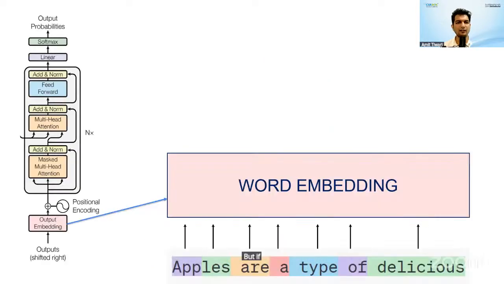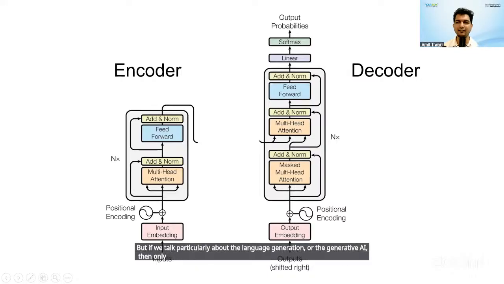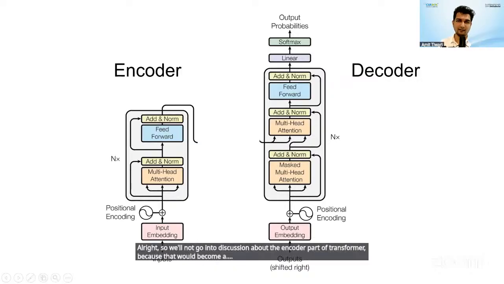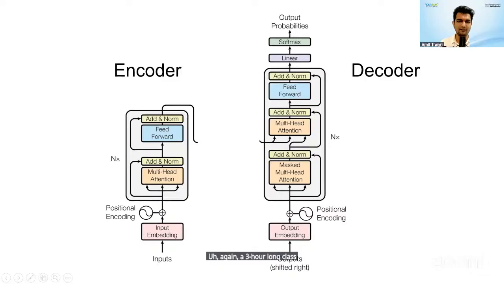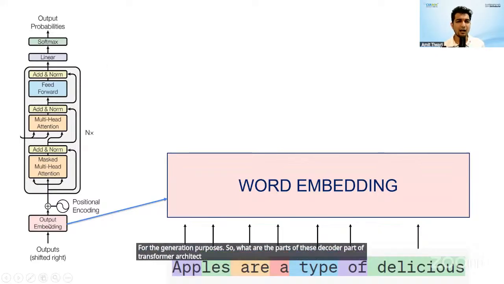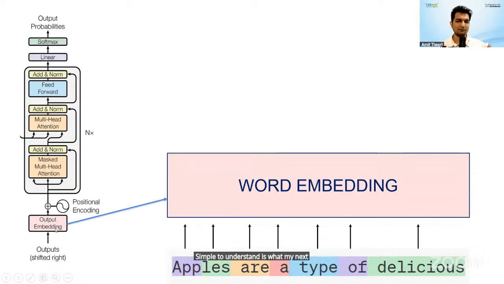But if we talk particularly about language generation or generative AI, then only the decoder part of the transformer is used. We'll not go into a discussion about the encoder part of the transformer because that would become again a 3 hour long class, and we don't have that luxury of time. For generation purposes, we only use the decoder part of it. So what are the parts of this decoder part of the transformer architecture, and how can we make it simple to understand is what my next 15 minutes will be about.